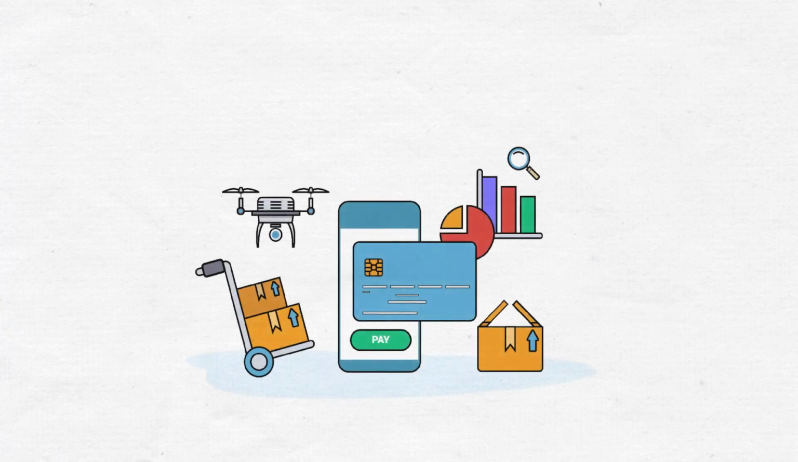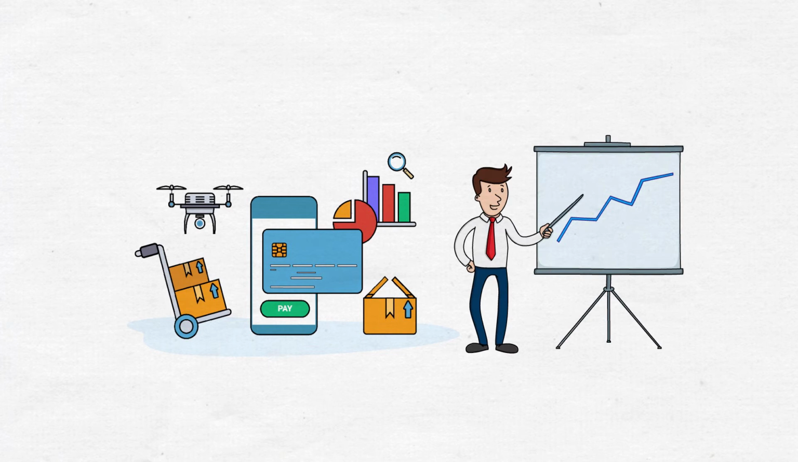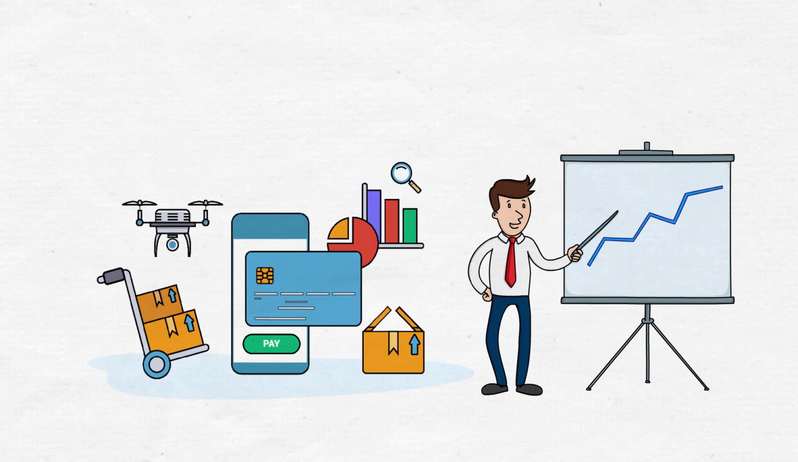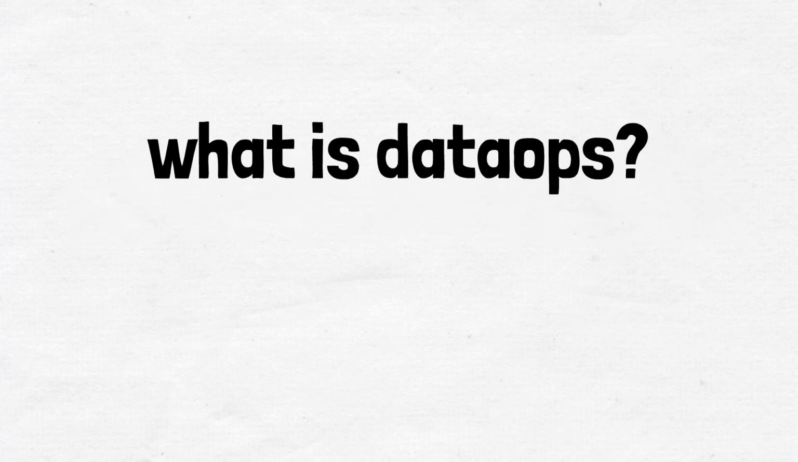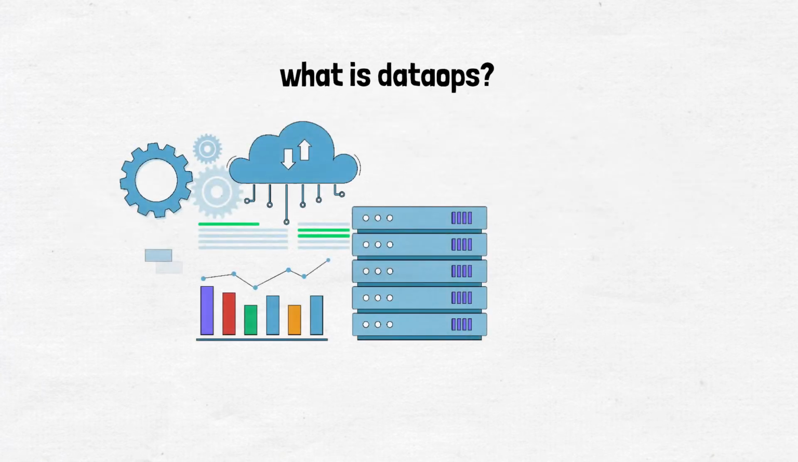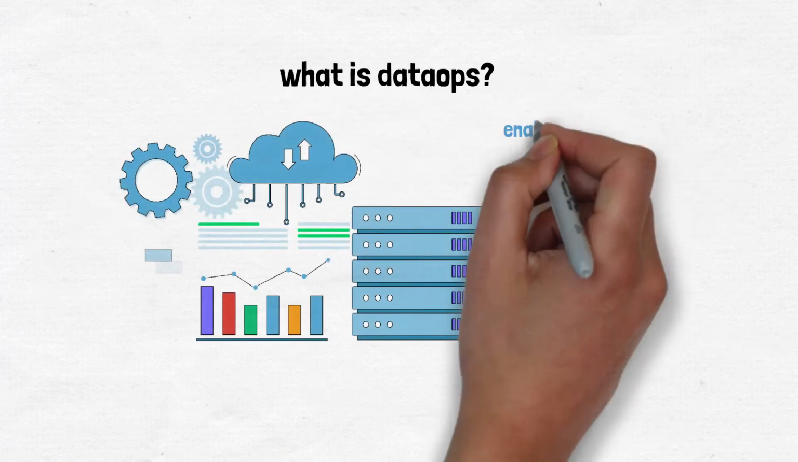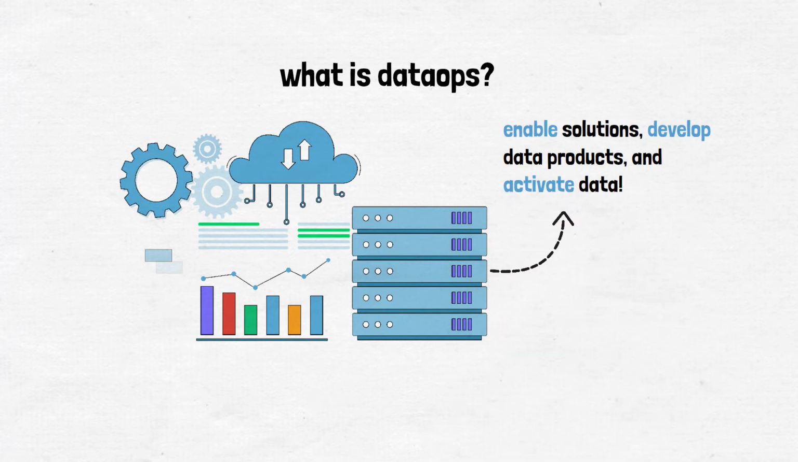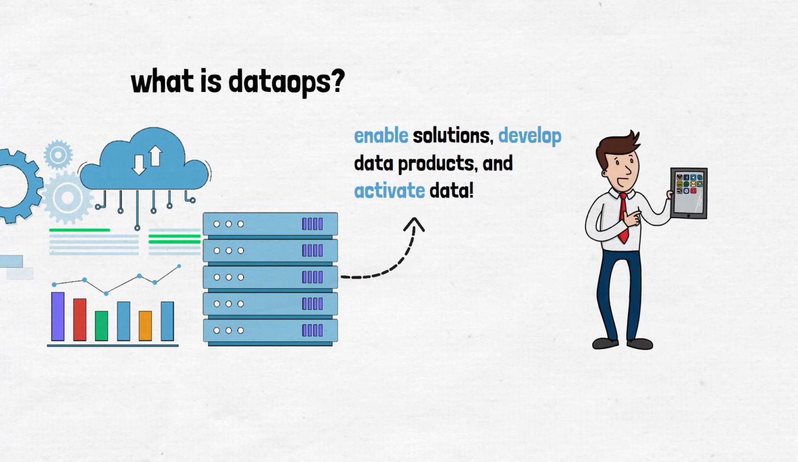In the previous video, we explained how digital transformation gives enterprises a competitive advantage in how they develop and analyze data. We also suggest that a key enabler for this is DataOps, or data operations. But what is DataOps? Forrester defines DataOps as the ability to enable solutions, develop data products, and activate data for business value across all technology tiers from infrastructure to experience.